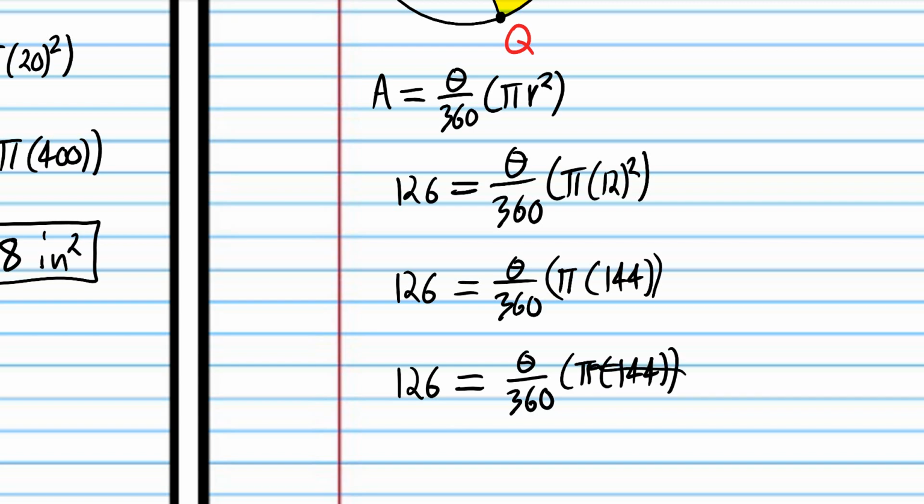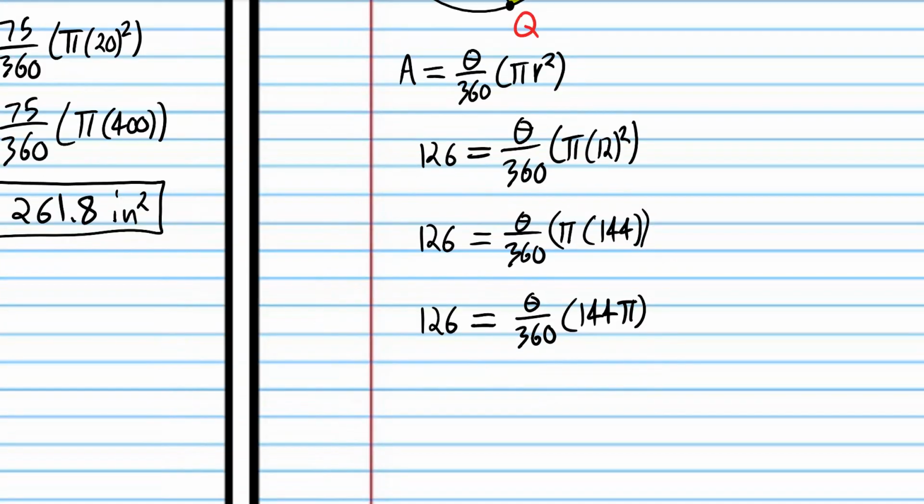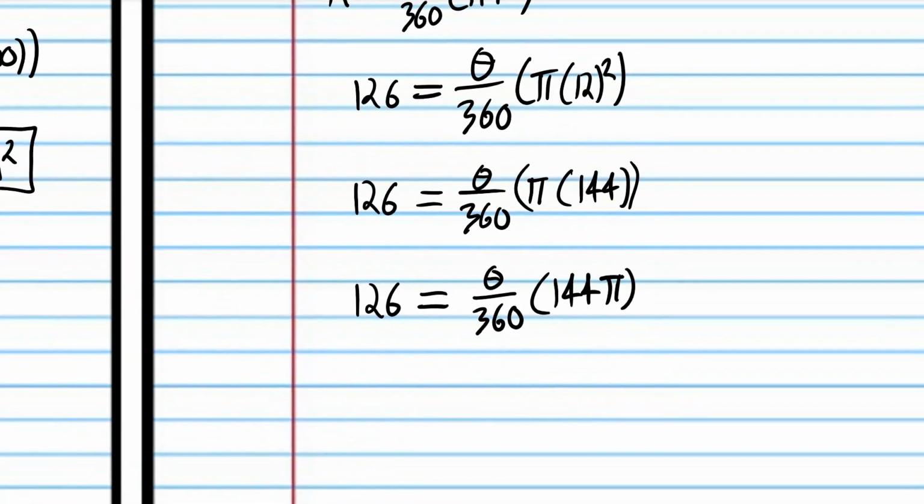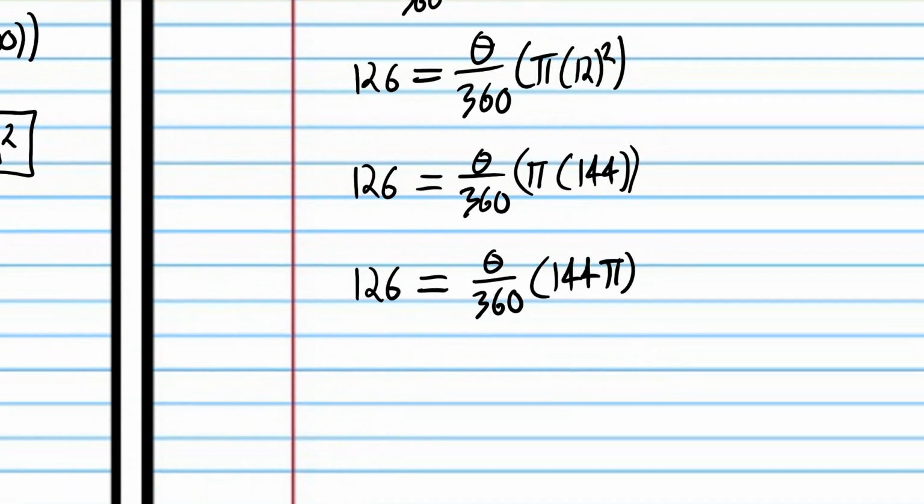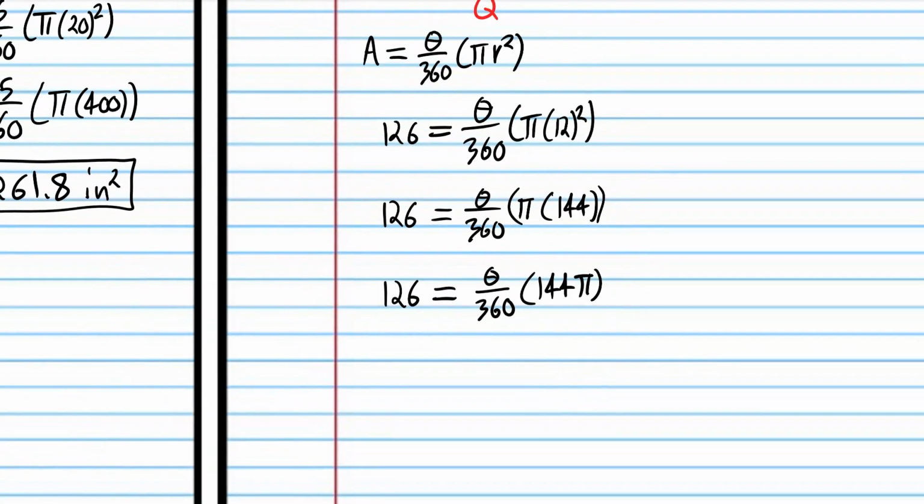If we want to simplify, I can write the 144 before the pi. You don't really have to do that, but I just want to get rid of some of those parentheses. So at this point, we have an equation with fractions. And the first thing we want to do is get rid of the fractions. So that's theta divided by 360. So we're going to multiply both sides by 360.